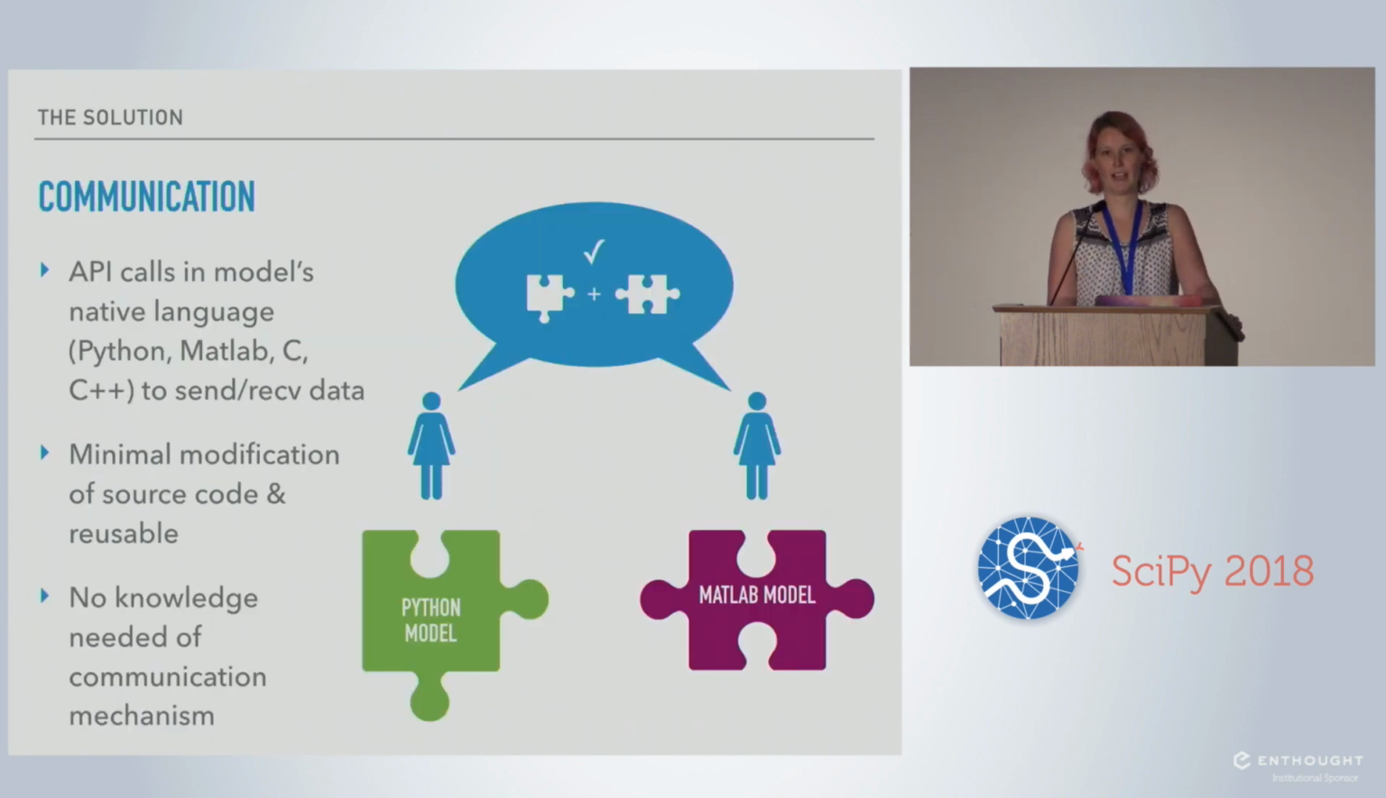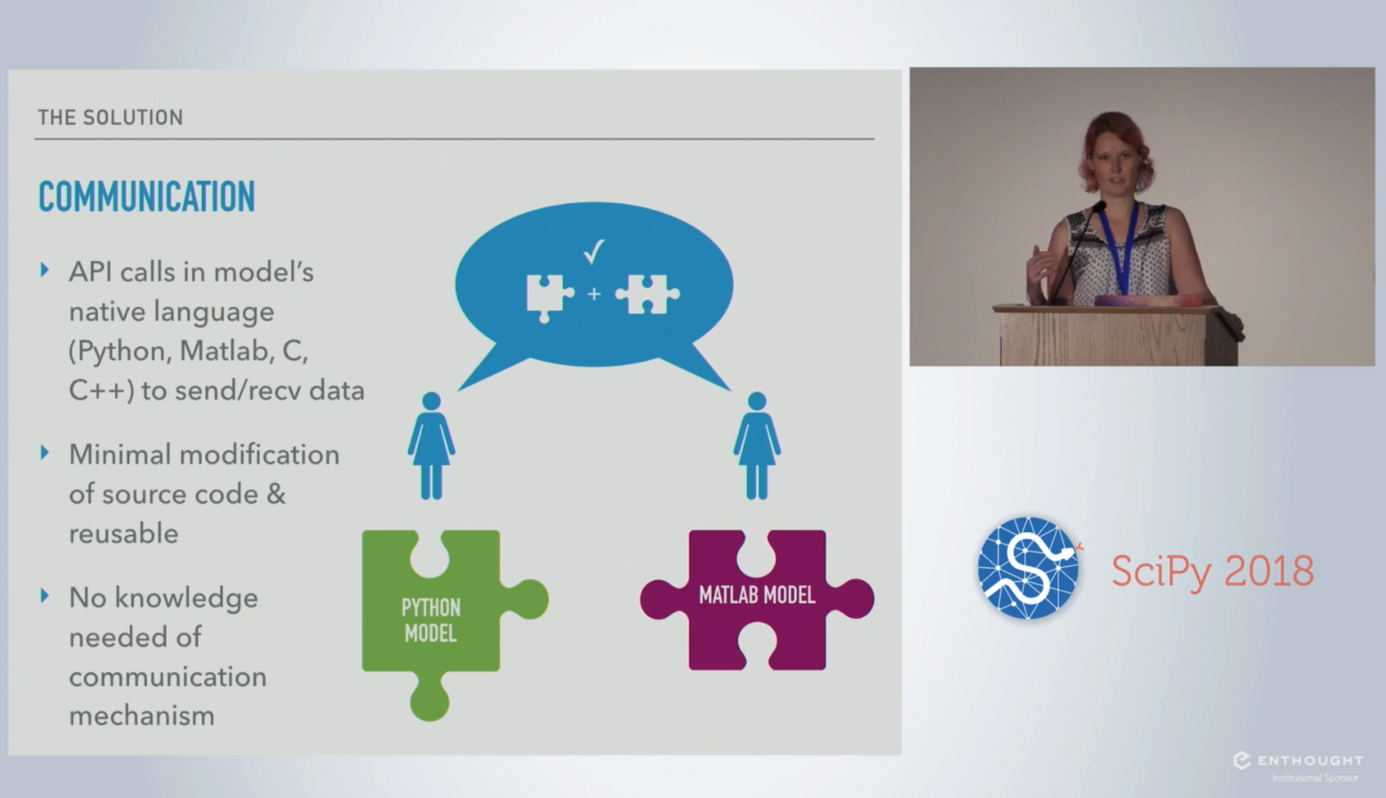As far as communication goes, the way CIS interface works is it provides an API in the model's native language. And currently we support Python, MATLAB, C, and C++. So these calls are all in the language that the model writer already knows. And they're simple send and receive calls that they add. It requires minimal modification of the source code, so this means that you can reuse the same code that's already been written and already exists.